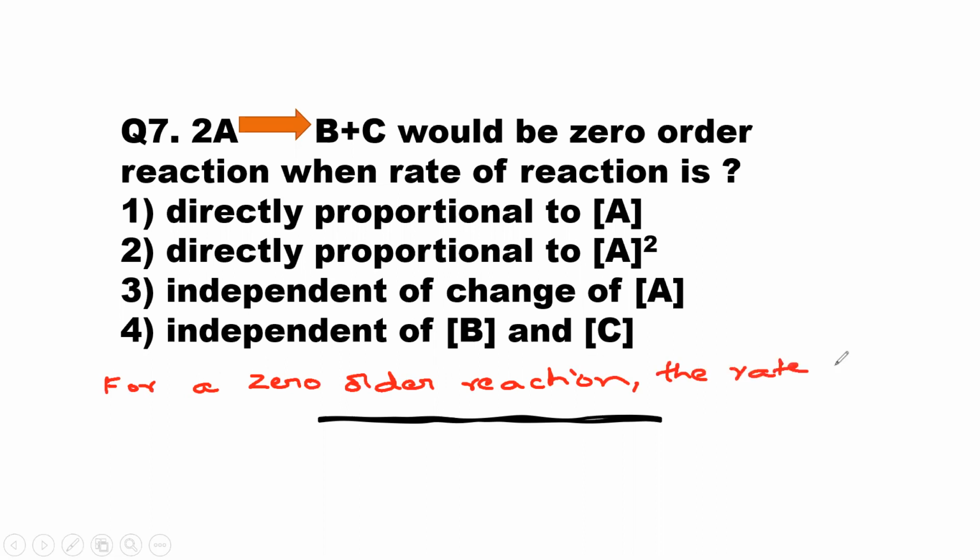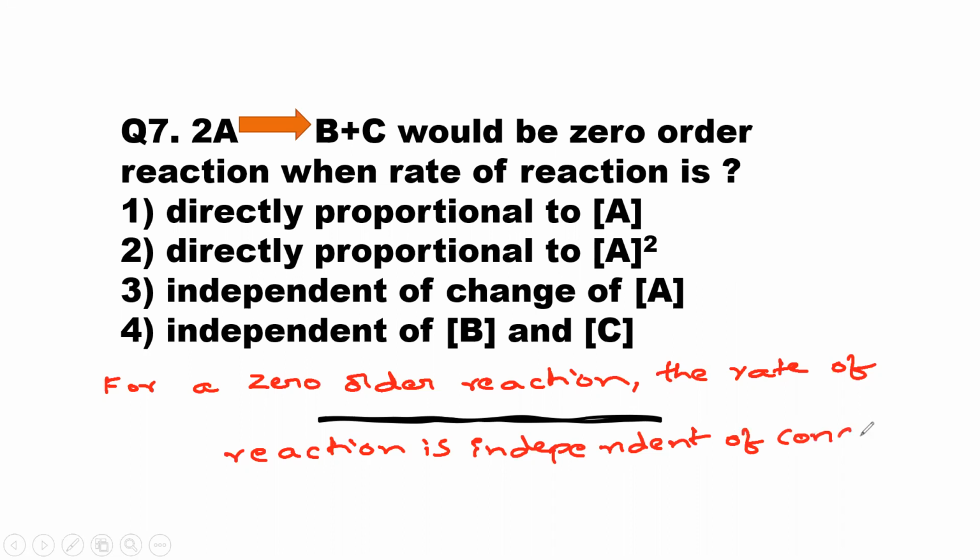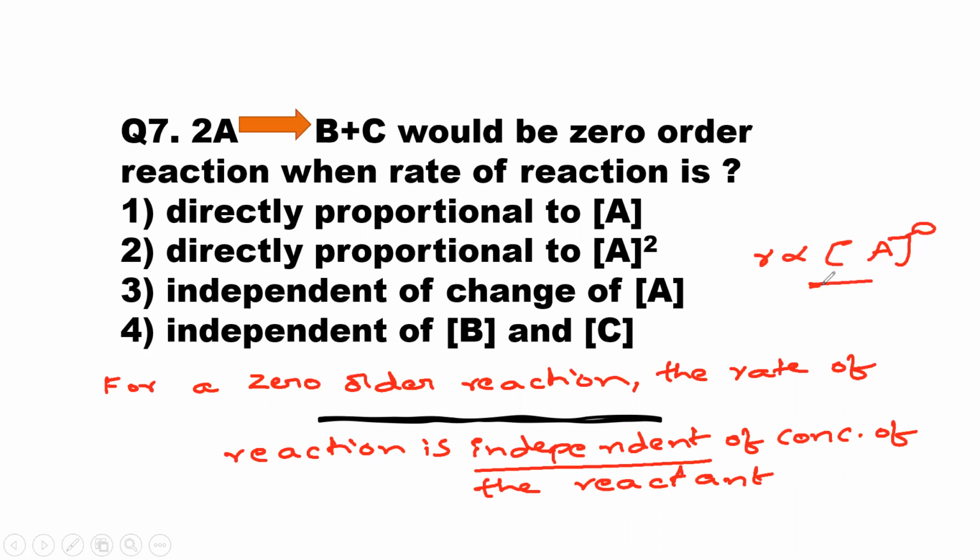The rate of reaction is independent, very, very important here, of the concentration of the reactant. So for any zero order reaction, the rate of reaction is independent of concentration of reactant. So R is proportional to concentration of A to the power 0 for a zero order reaction.